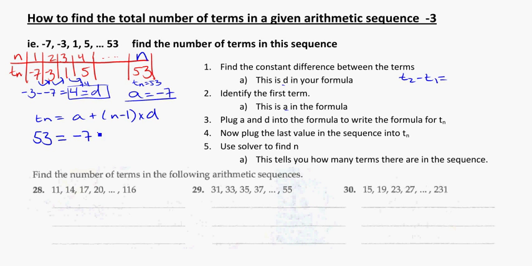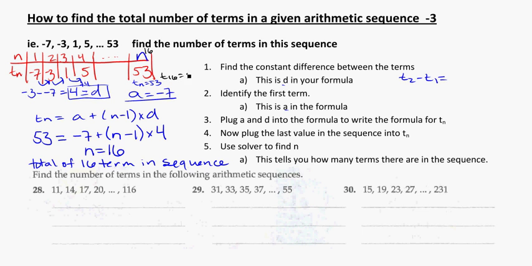53 is equal to -7 plus n, which I don't know, minus 1, bracket, times d, which in this case was 4. Now if you put this in the solver, you should be able to find what the value of n is. And in this case, when we put it through solver or using algebra, both ways would be fine, you should get n is equal to 16. So we would say that there's a total of 16 terms in the sequence. So that tells me that up here, n is 16, and that this is now t sub 16 is equal to 53. So the 16th term in the sequence is equal to 53.